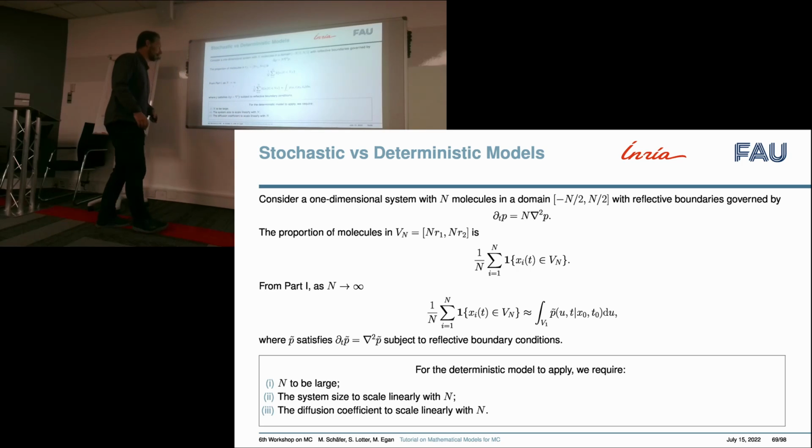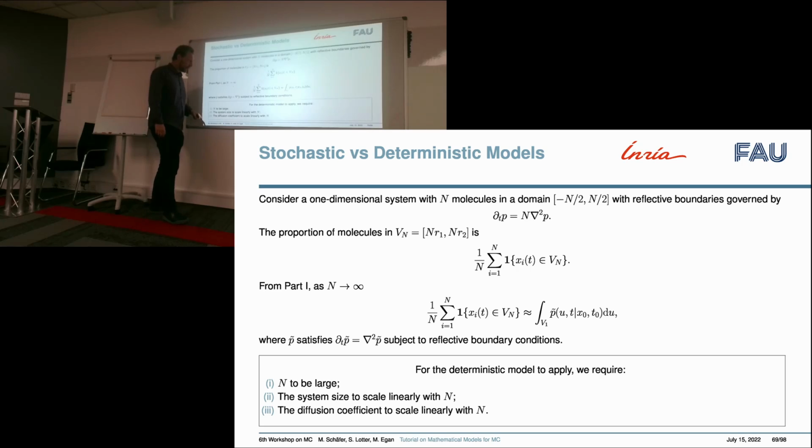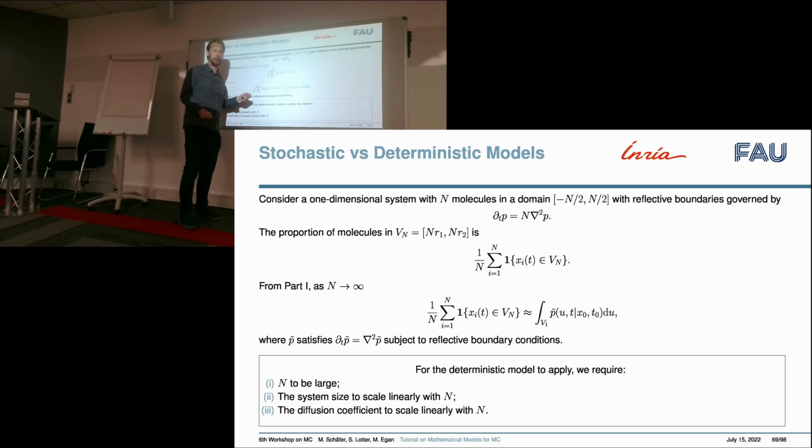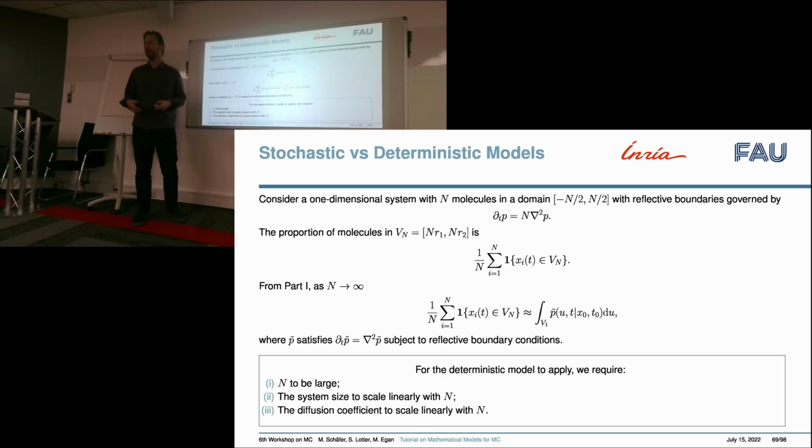So what we said very quickly in part one is that if we look at this notion of concentration, so this is the proportion of molecules in a particular region, Vn, which is also going to scale with the number of molecules, and we normalize it by the number of molecules in our system. So we can think of this as some kind of concentration.